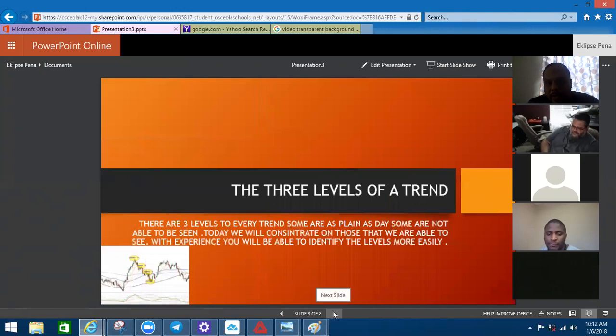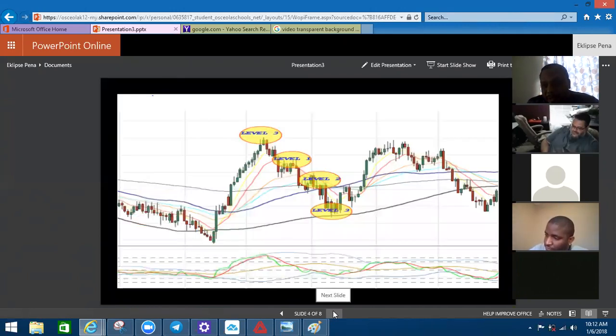The 3 levels of trend. There are 3 levels of every trend. Some are as plain as day. Some are not able to be seen. Today, we will concentrate on those that are able to be seen. With experience, you'll be able to identify the levels more easily. Trend is the direction of something. So that's what we actually look for. We look for the trend to actually trade the trend and try to make trendline structures.